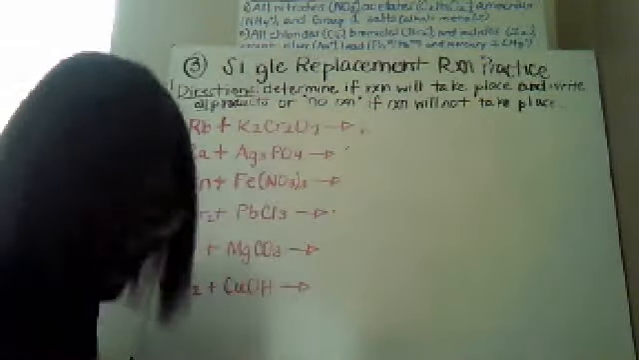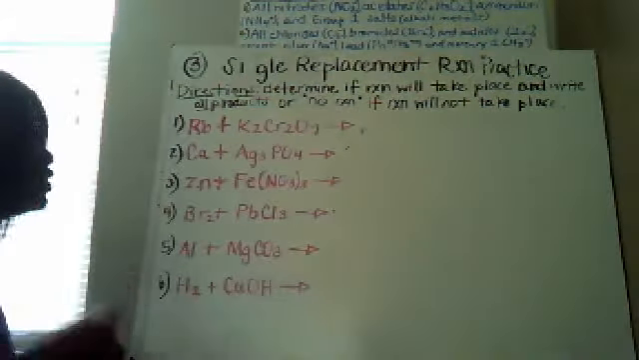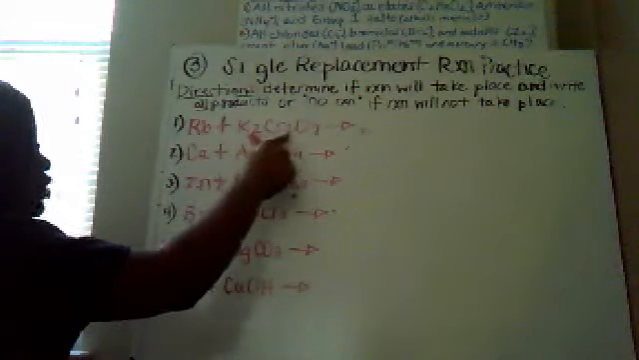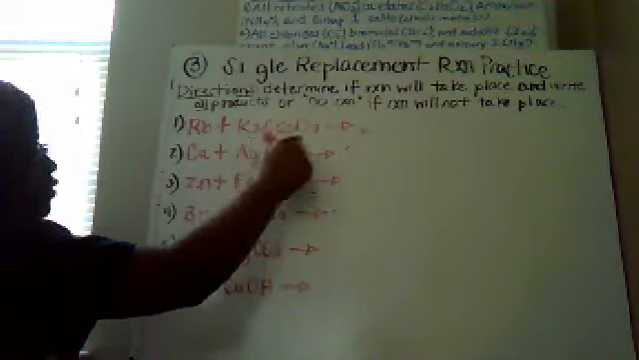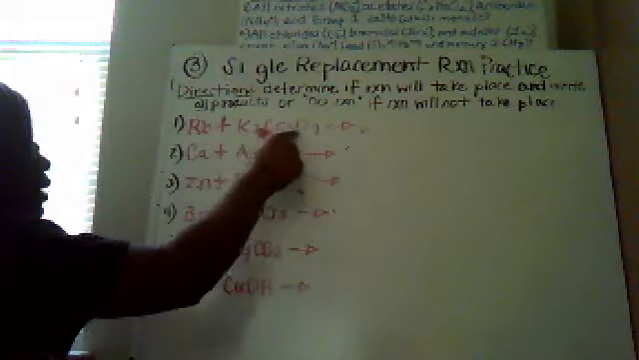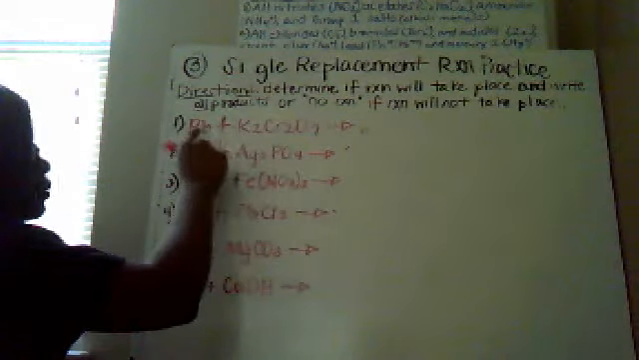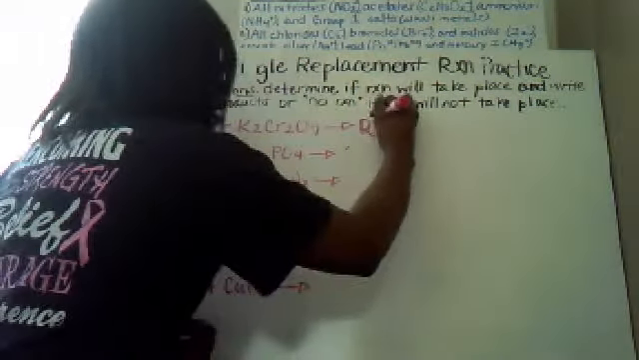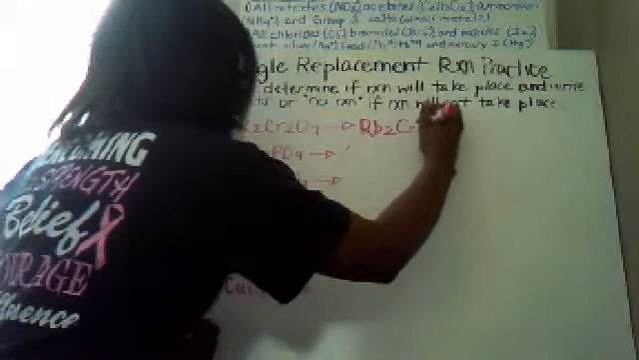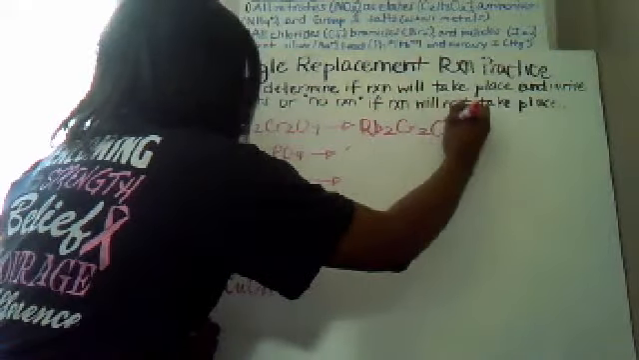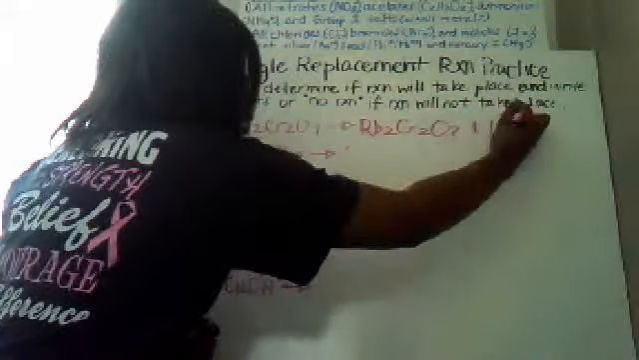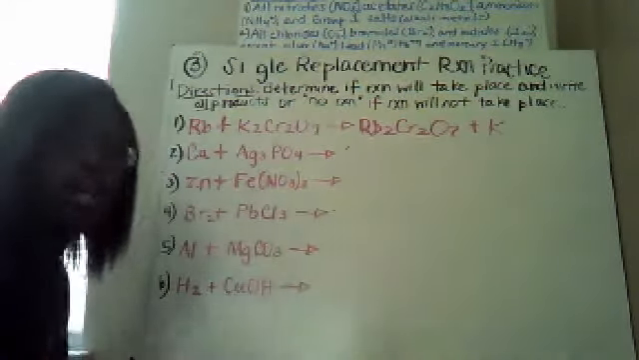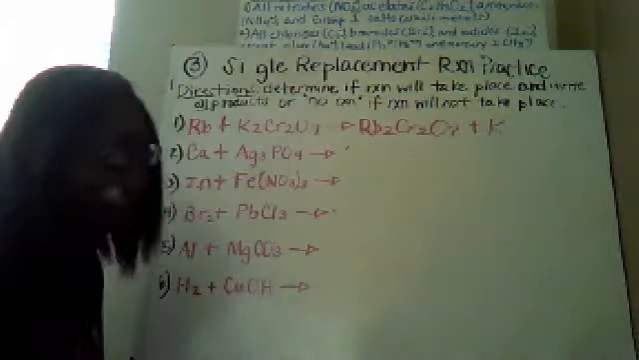So if you got to see any of that, then you got a head start. So here you have your rubidium, K2Cr2O7. This is dichromate. So potassium dichromate, we're trying to see if the potassium can be replaced by rubidium, and it can. So this is going to be Rb2Cr2O7 plus K, and the numbers here are based upon crisscross or balancing out your charges.